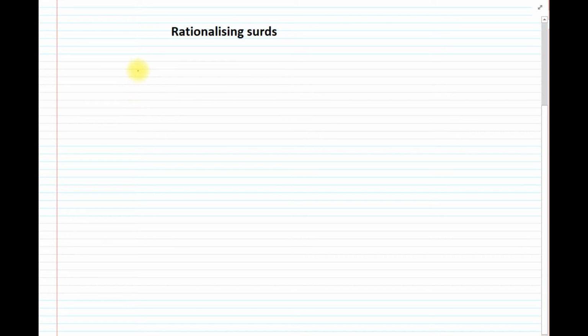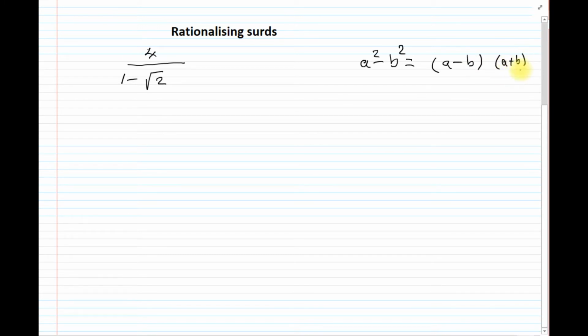Another type of surd that we might get in our denominator is when our denominator is an expression. For example, if I have 4 over 1 minus root 2, how will I rationalize this? For this, we will need to be reminded of an identity, which I think is called the difference of two squares. If I have a squared minus b squared, where a and b could be any numbers, this can be written in the form of a minus b times a plus b.